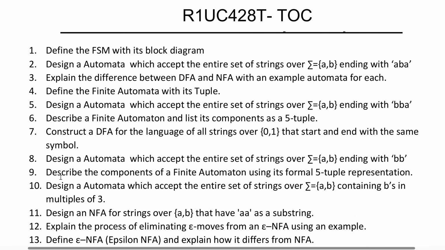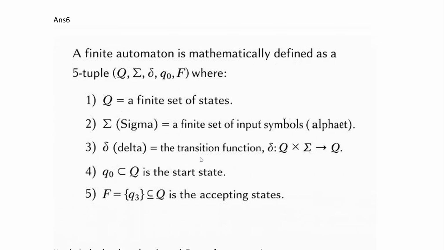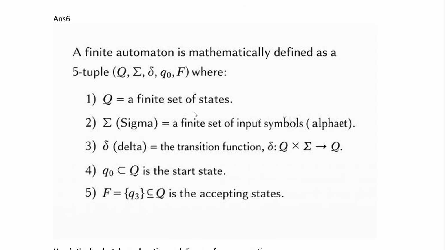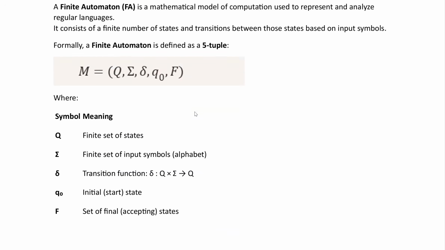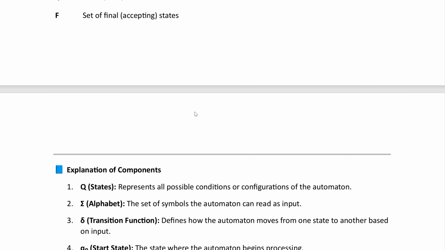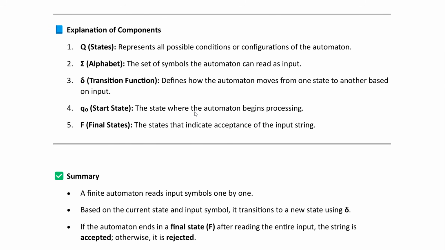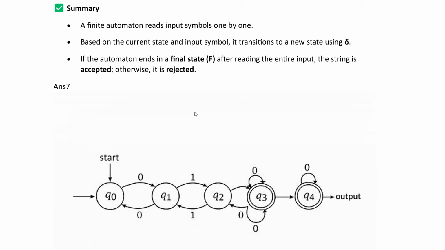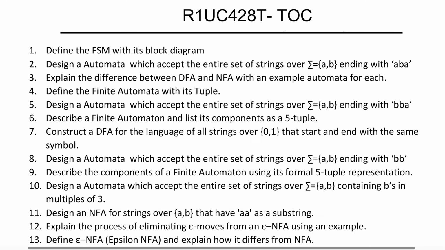Now we jump to next question, number 6. Describe a finite automata and list its components as a 5-tuple, which I have explained. The same question has been asked repeatedly, right? So the answer will be the same. We have already discussed this question and its solution. Now we jump to the next question, that is question number 7.